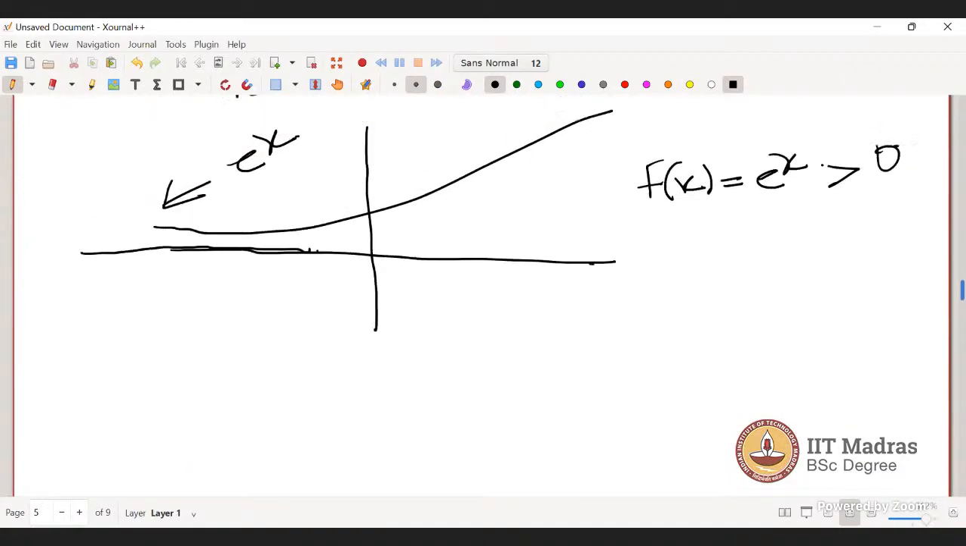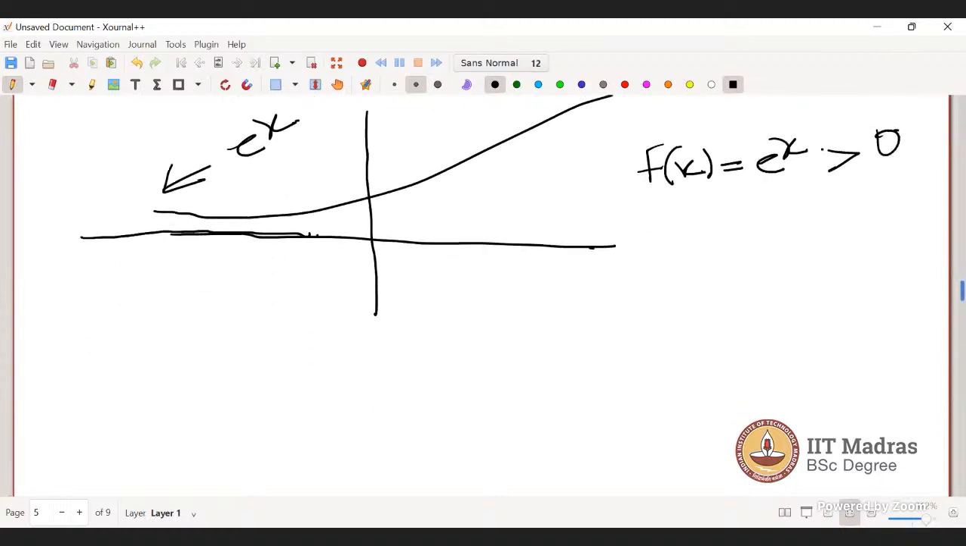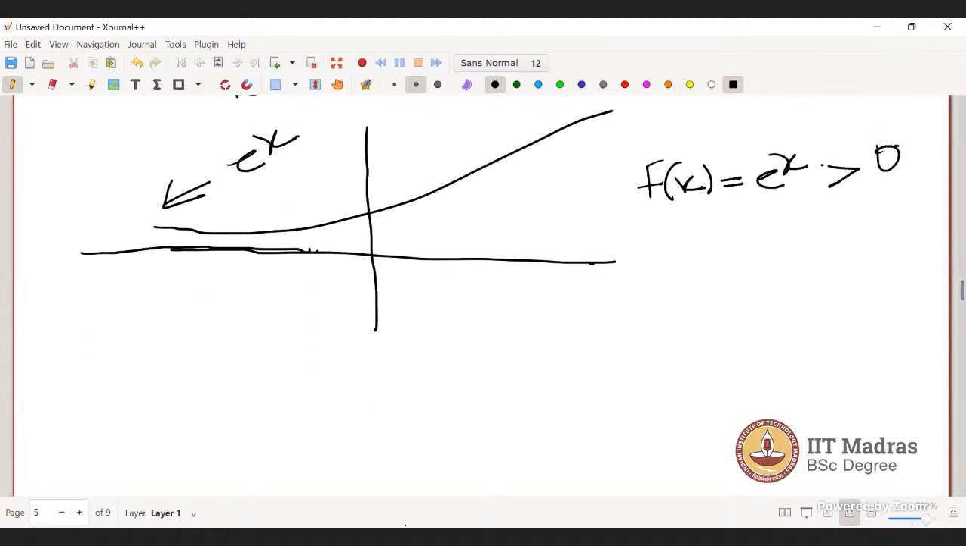So e power x and e power minus x both are unbounded over R. Yes. Now clear. This function is unbounded on R. The same with e power minus x also.